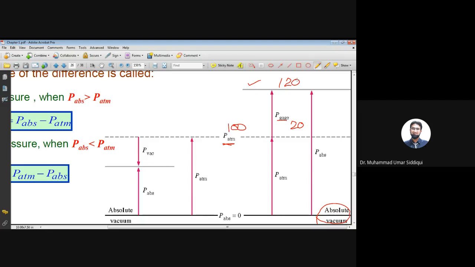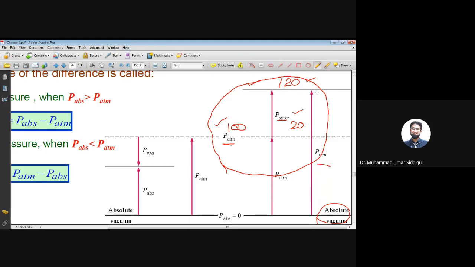So for example, in an atmosphere of 100 units, if the gauge reading is 20, that means the absolute reading is 120. If the atmospheric reading is 100 and the gauge reading is 20, then the absolute reading is 120. First of all, tell me, do you understand this concept or not? Yes, sir. Okay. So I'm giving you a relationship between absolute pressure, gauge pressure, and atmospheric pressure.